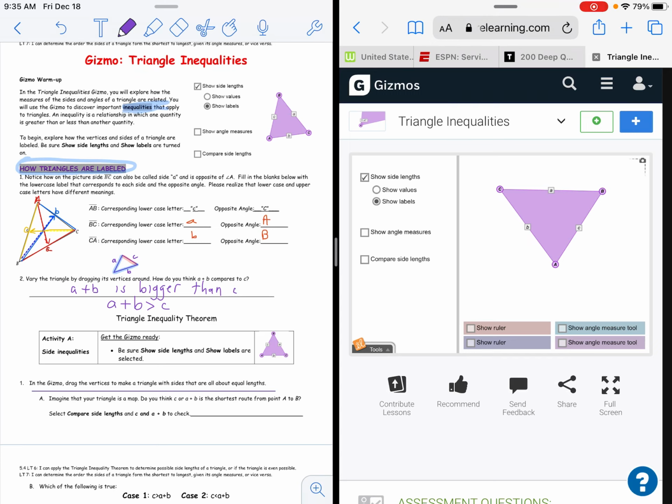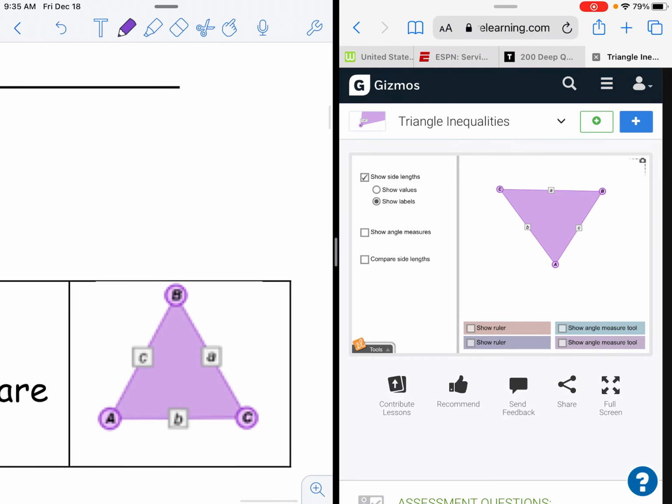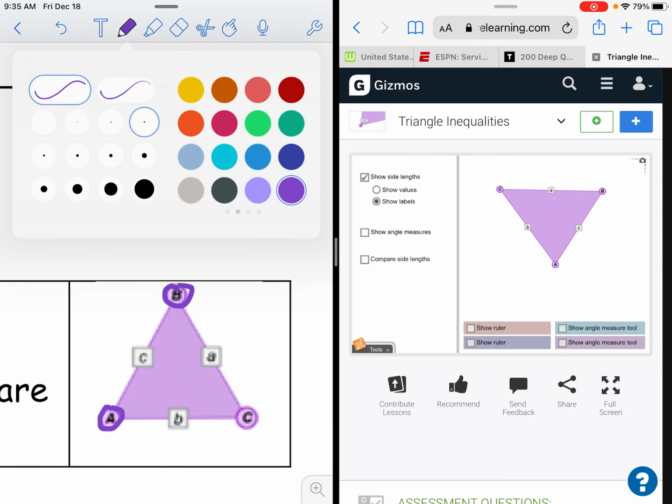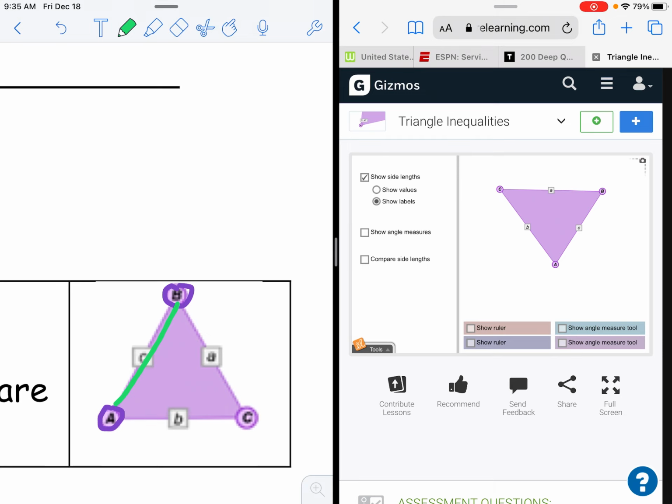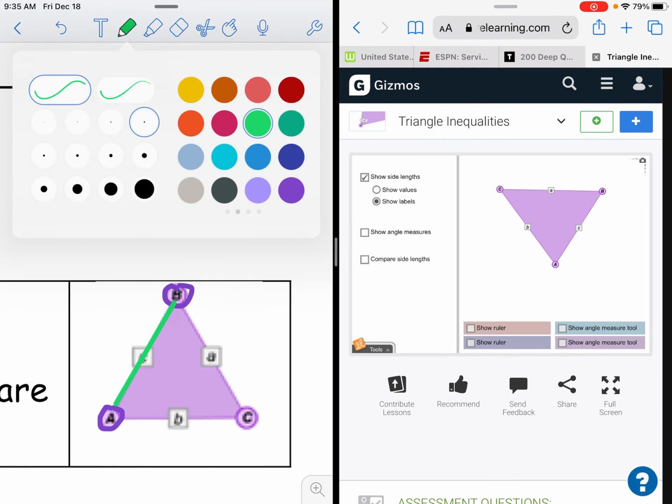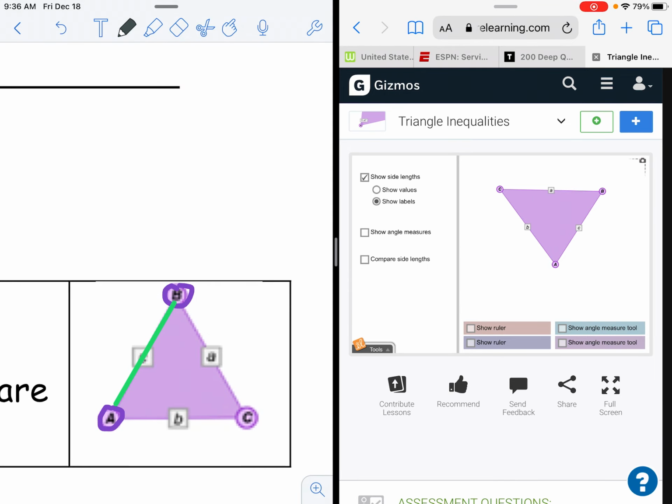So that's kind of good, all right? So imagine that the triangle's mapped. Do you think C or A plus B is the shortest route from A to B? So let's zoom in right here. Let's look at this. Basically it's saying, from A to B, what's shorter, route 1 in green, or what about this gray route? Go from here to here.